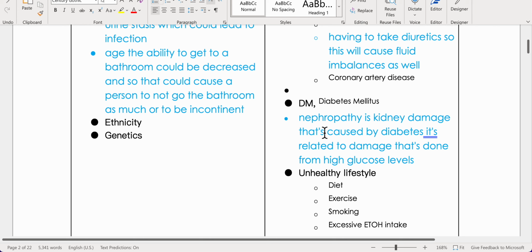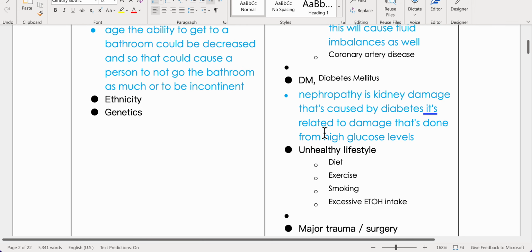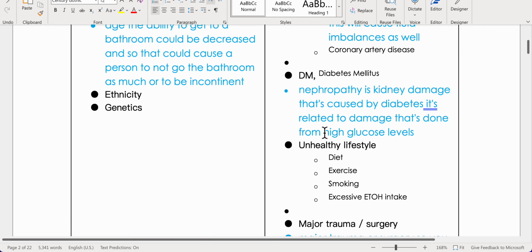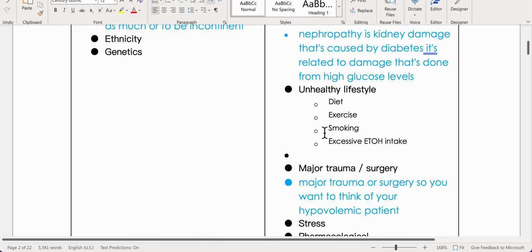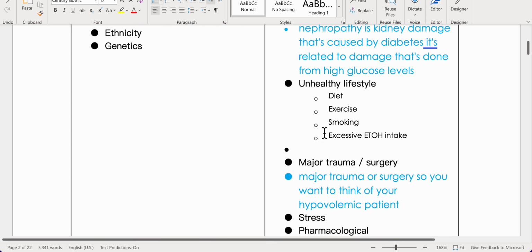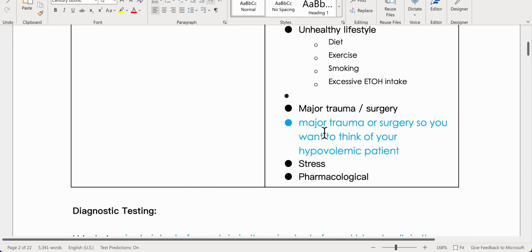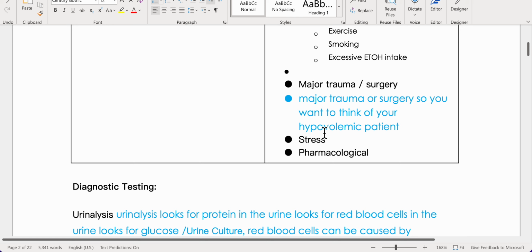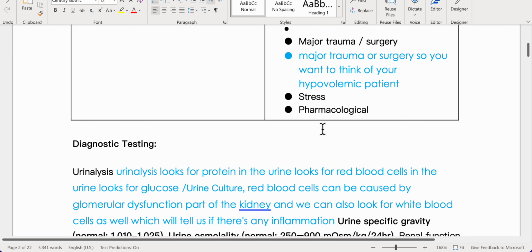Coronary artery disease and DM, diabetes mellitus, are also risk factors. Nephropathy is kidney damage caused by diabetes, related to damage done by high glucose levels. Unhealthy lifestyle includes diet, exercise, and smoking, as well as excessive ETOH intake. Major trauma or surgery, so you want to think of your hypovolemic patient.